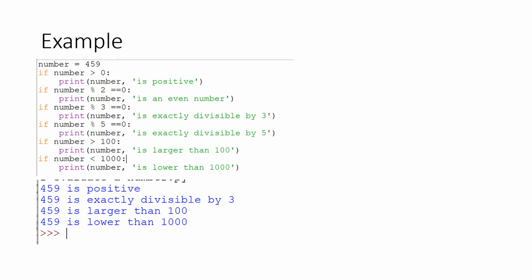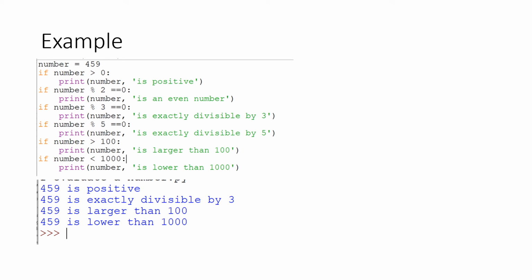Here is an example. I ask that you please code this. This is your exercise number 2, in which you are practicing independent if statements. So we start with number equals 459, and we have 1, 2, 3, 4, 5, 6 if statements that check for different options, different characteristics for that number, and display a message related to that when the situation is happening. So for example, if number is greater than 0, print number is positive.